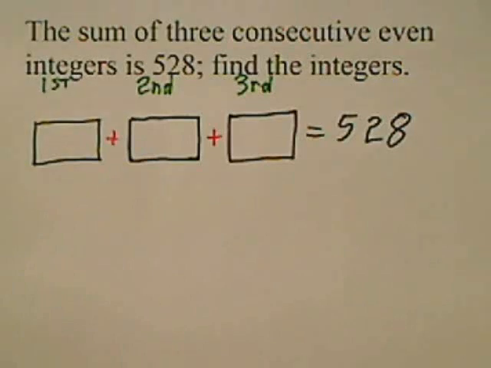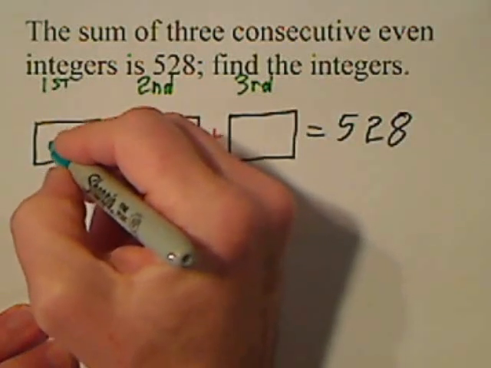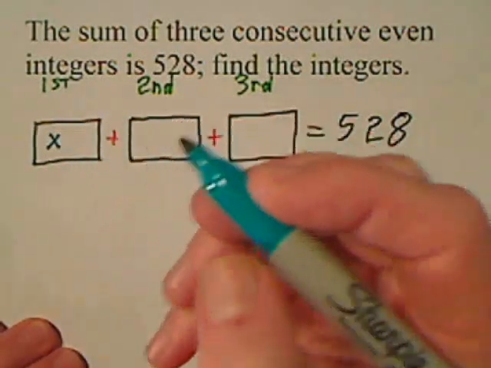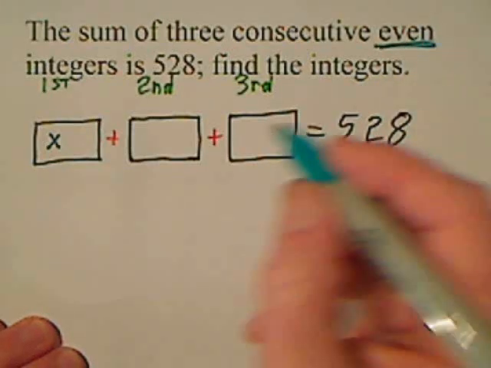And now instead of just saying that I want to use a variable x, I don't know the value of this first integer. I'm just going to call it x. So I'm going to say x is an even integer.